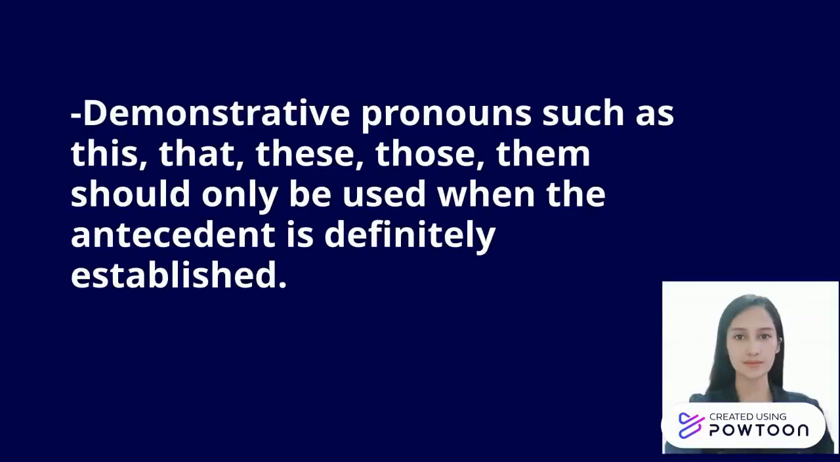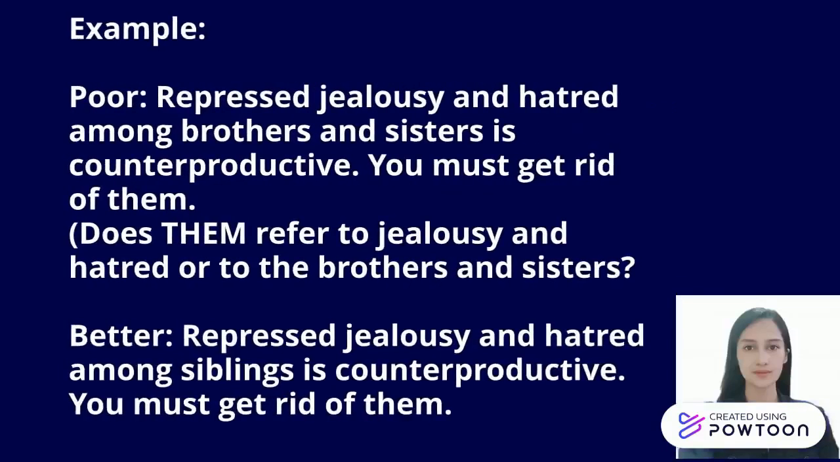Demonstrative pronouns such as this, that, these, those, them should only be used when the antecedent is definitely established. Example, in a poor sentence, we can say, repressed jealousy and hatred among brothers and sisters is counterproductive. You must get rid of them. The question is, does them refer to jealousy and hatred or to the brothers and sisters? So, the better sentence to say is that repressed jealousy and hatred among siblings is counterproductive.